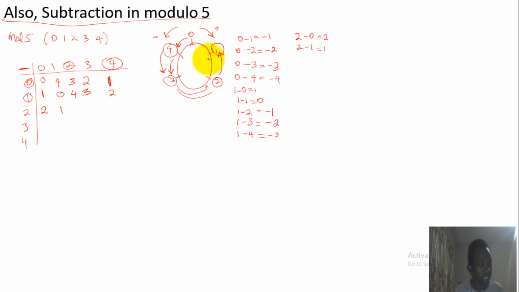That will give me what? 1. Then I move to the next one, which will be 2. 2 minus what? 2. Automatically, 2 minus 2 will give me 0. It's not moving anywhere. Therefore, there's 0.